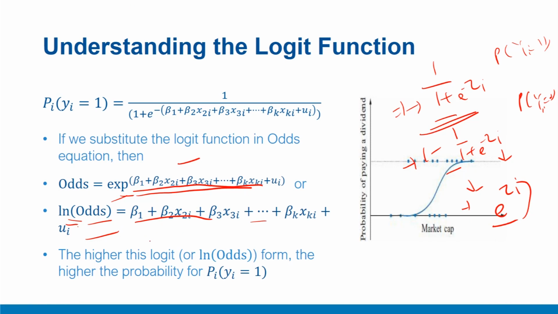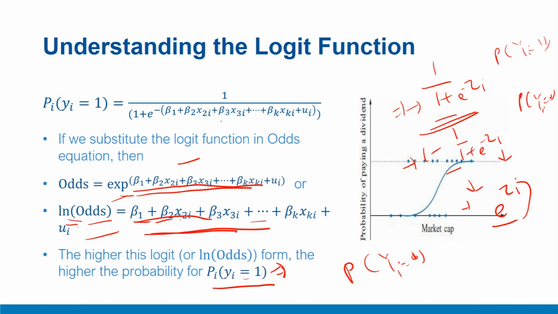Now notice, the higher this value, the higher this expression or natural log of odds, the higher the probability that the likely event is y equal to 1. So the higher the value of this expression, the higher the odds in favor of event y equal to 1, and vice versa. That means extremely low negative values of this expression lower the odds, this probability, and more odds are in favor of the opposite event. And this is what we said earlier as well.